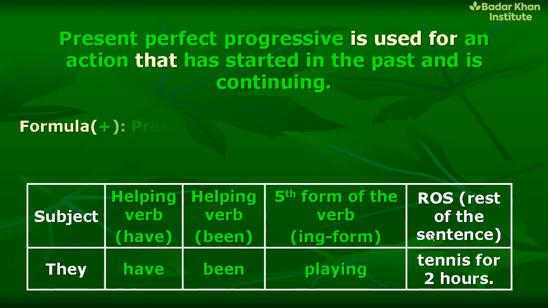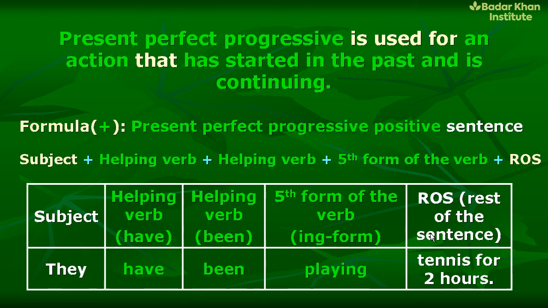Present perfect progressive is used for an action that has started in the past and is continuing. Formula: subject plus helping verb plus fifth form of the verb or ing form plus rest of the sentence. Example: they have been playing tennis for 2 hours. It means that they have started playing tennis in the past and it is continuing. They is subject, have is helping verb, been is helping verb, playing is ing form of the verb, and this is rest of the sentence.